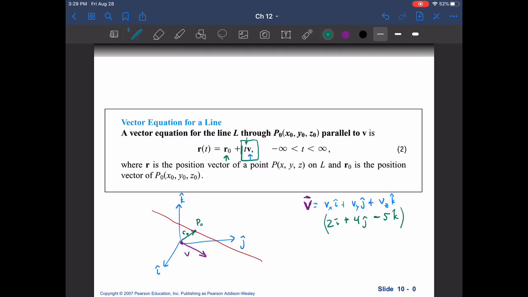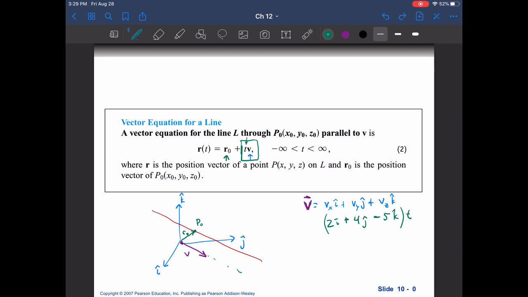If we multiply this by t, we're telling us how much we're moving. If t is 1/2, then we're moving 1, 2, and 2.5. If t is negative 1/2, then we're moving negative 1, negative 2, positive 2.5. And if t is 3, then we're moving 6, 12, and negative 15 in each of those directions. Depending on what t is, it moves us along different amounts. We give it a value of t, and it tells us how far forward or back to move along the direction of v.